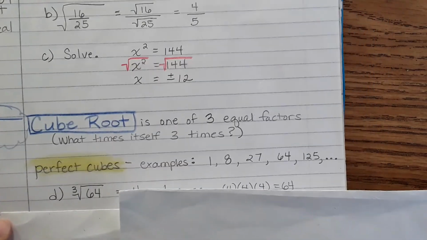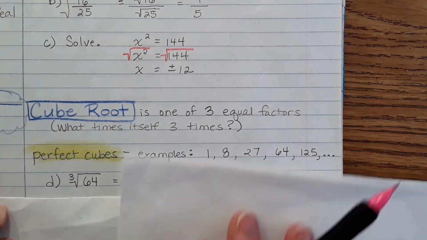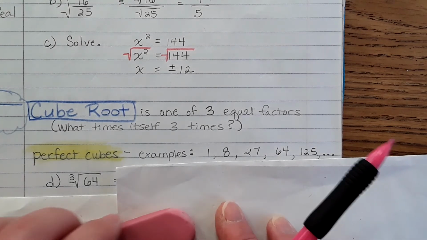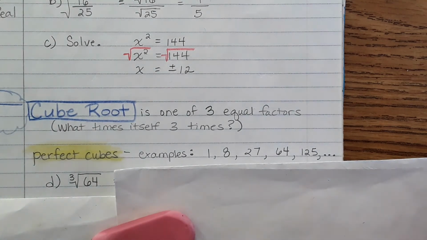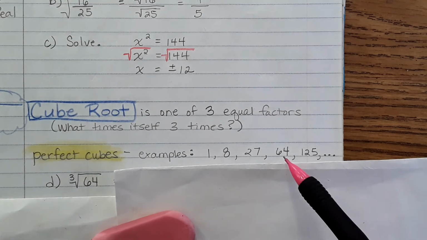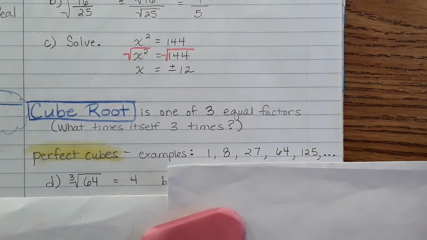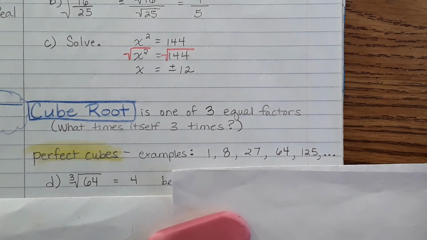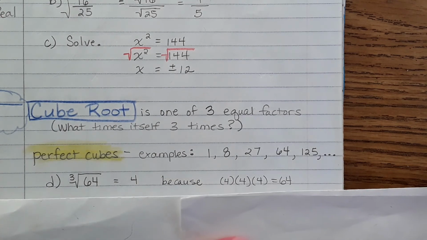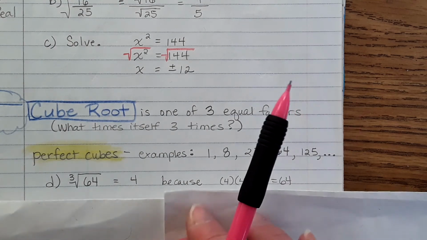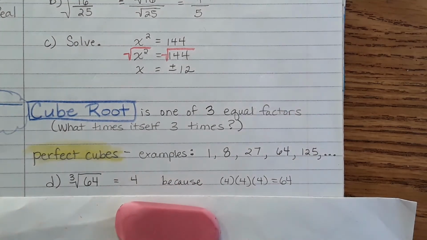Example D, the cubed root of 64. So in other words, what number times itself 3 times equals 64? We know that it is 4 because 4 times 4 times 4 is equal to 64.